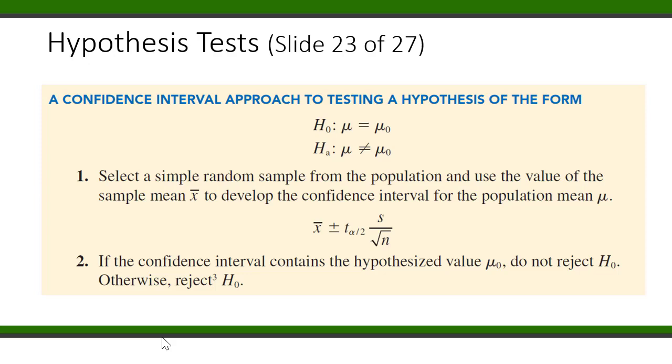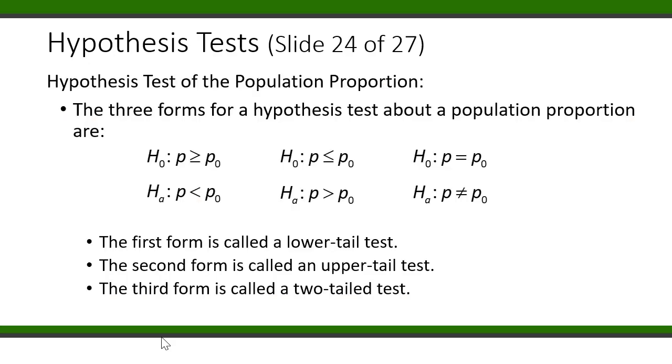If the confidence interval contains the hypothesized value, do not reject your null hypothesis, otherwise reject the null hypothesis. And so we've seen this slide before, and so here we have one tail test and another tail test, and then the two-tailed test. So this is the lower tail test, this is the upper tail test, and this is the two-tail test when they're equal.